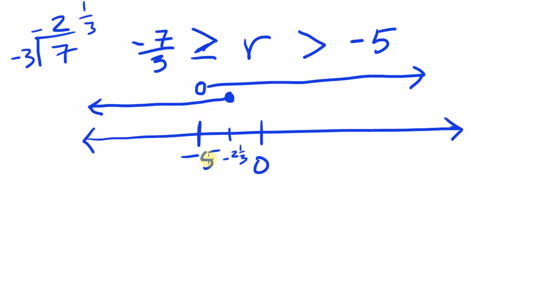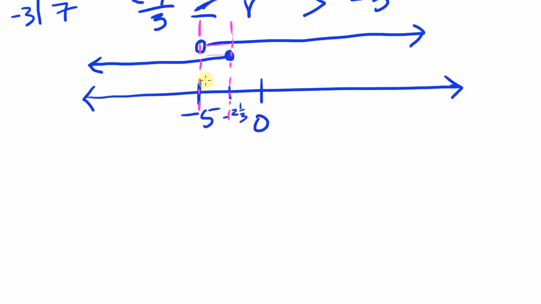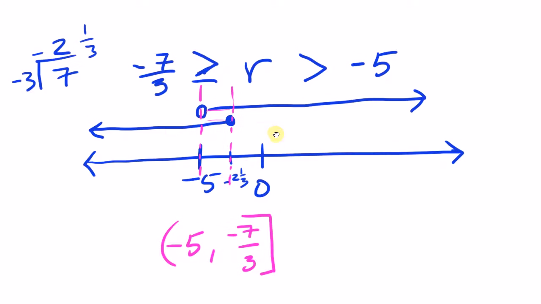Alright. And then draw those lines to show where those values are, double lines, here and here. And then I'm going to put in interval notation. So notice that it can't be -5. I like this pink. And it can be -7/3. Alright, so there's the solution set.